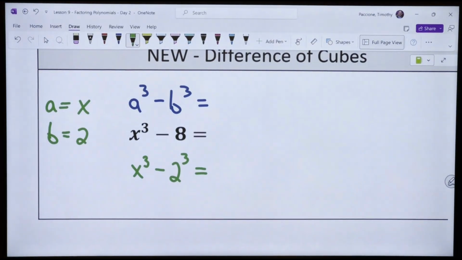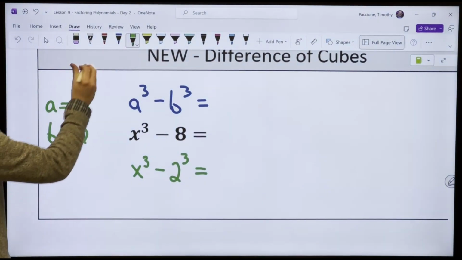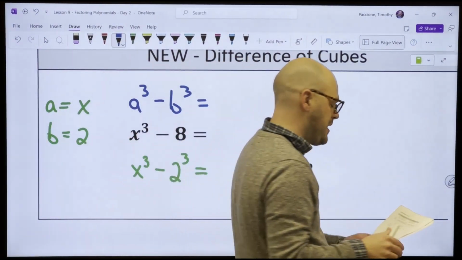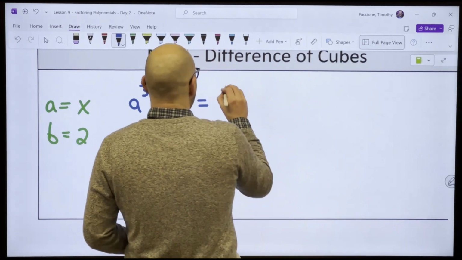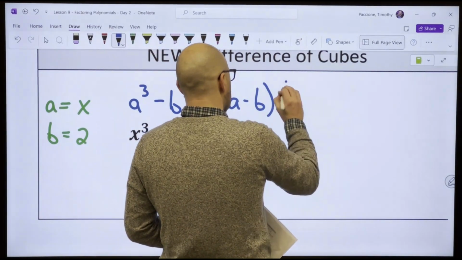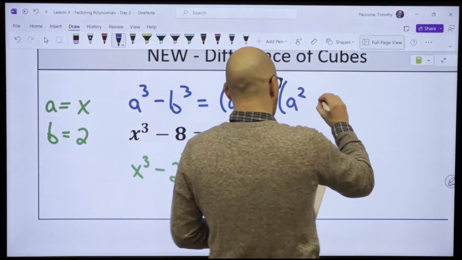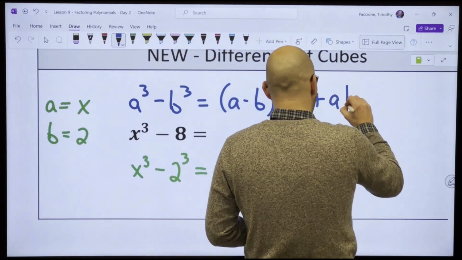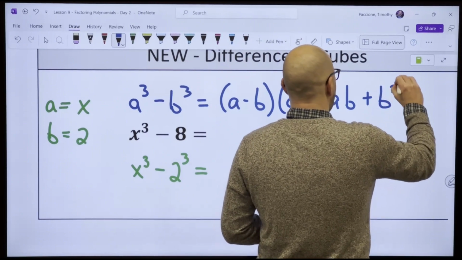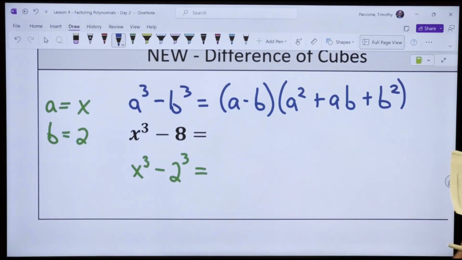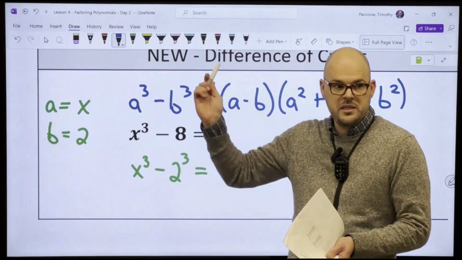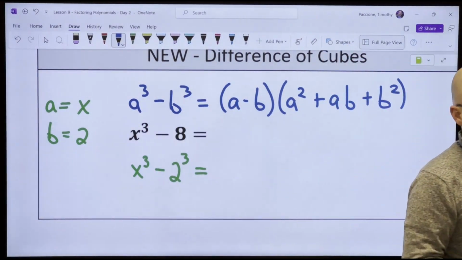Now, why was it really helpful to know what our a and our b is? Because of the rest of the formula, this is how you factor the difference of cubes. You would say a minus b times a squared plus ab, or a times b, plus b squared. Again, it looks complicated, but if you know your a and b, you just plug them into each spot, and then you're done.